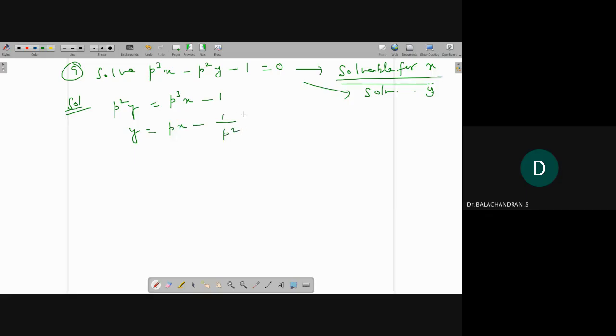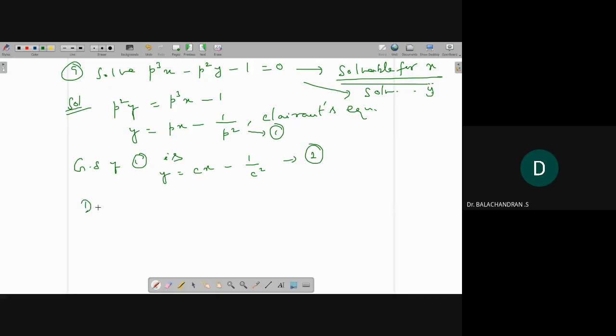So this is Clairaut's equation. So we know that y is equal to px plus function of p. This is the Clairaut's equation. I call this equation number 1. So the general solution of 1 is y is equal to cx minus 1 by c square. This is 2.